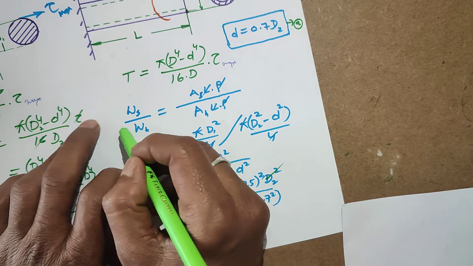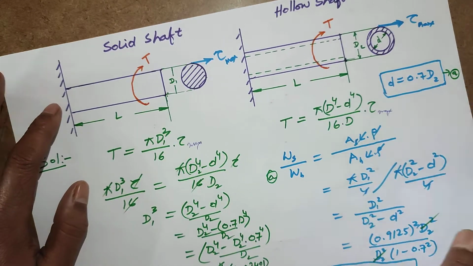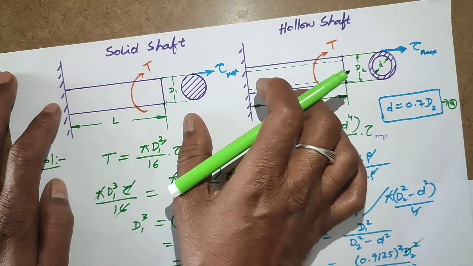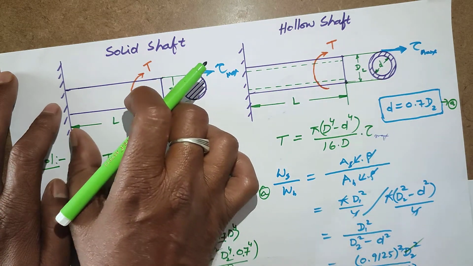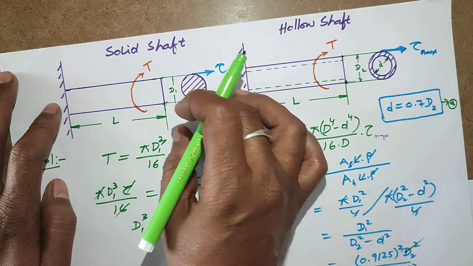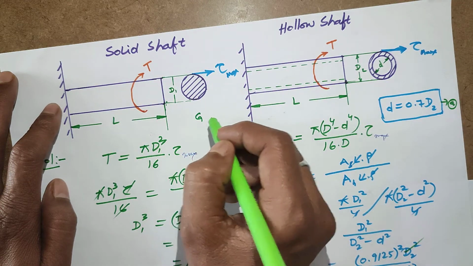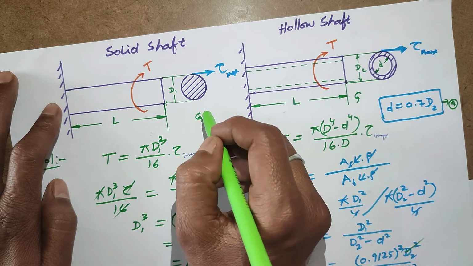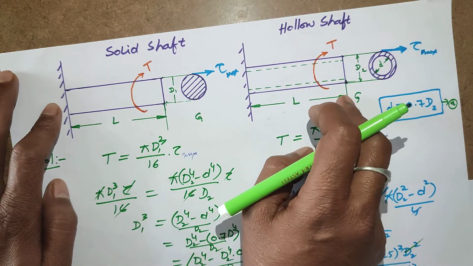For these two conditions: same torque, same maximum shear stress, same length, same material. Same material means that G here and G here are the same. What is G? This is the shear modulus. The shear modulus in this shaft and in that shaft is the same.